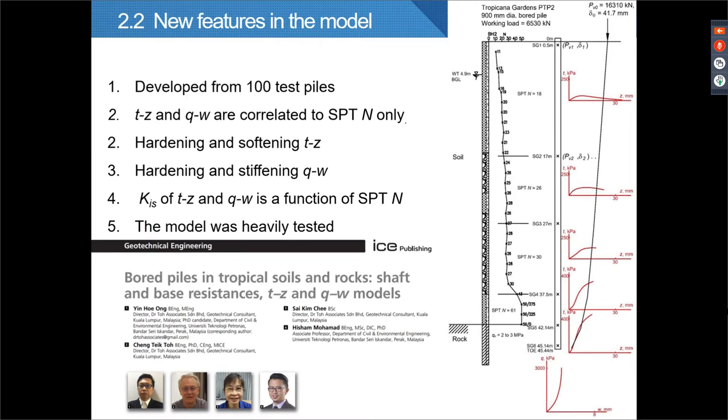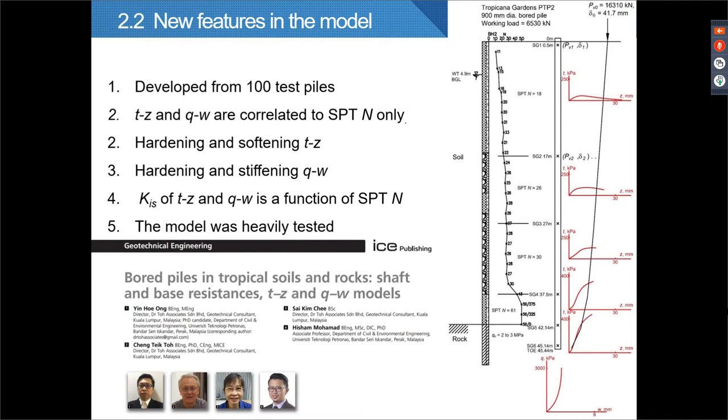The advantages of these models are, first, the t-z and q-w curves are correlated to a single parameter only, that is SPT N value. In other words, you can estimate the bearing capacity and the settlement once the SPT N value is known. Second, this is a unified design model for piles in soils and piles in rock. The qu for geomaterial ranges from 0.01 MPa to 100 MPa.